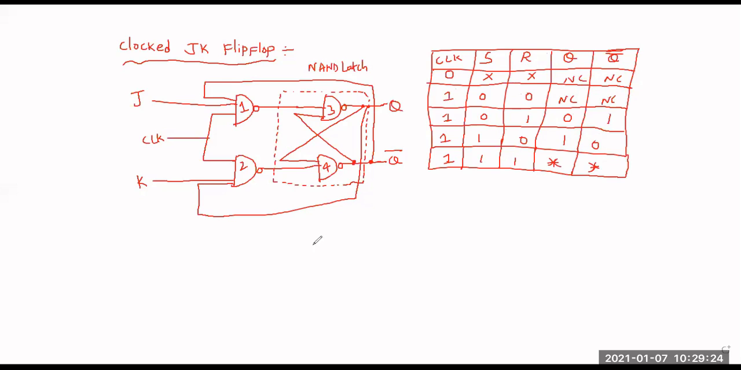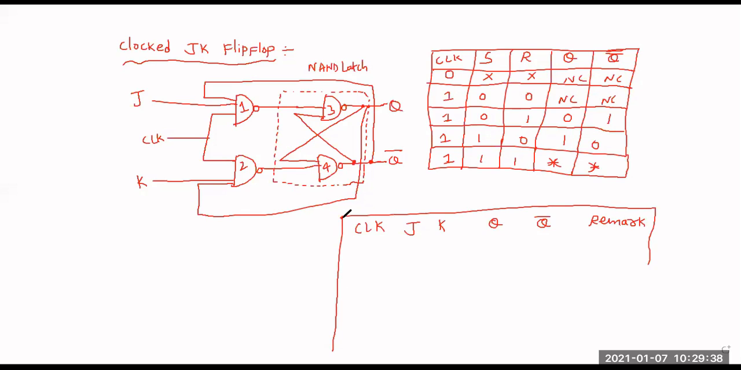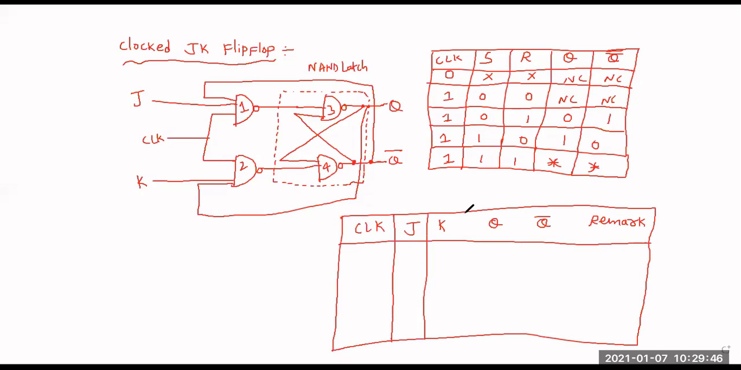So now we are writing the truth table for this one: the clock, the JK values, the outputs Q prime, and the remark. Whenever this clock pulse is not applied, independent of the JK inputs, it is no change, and the remark is no change.